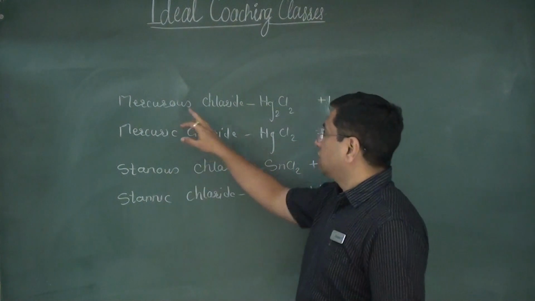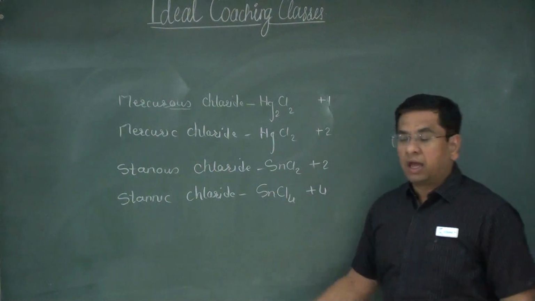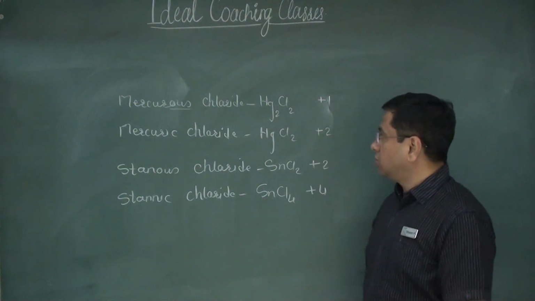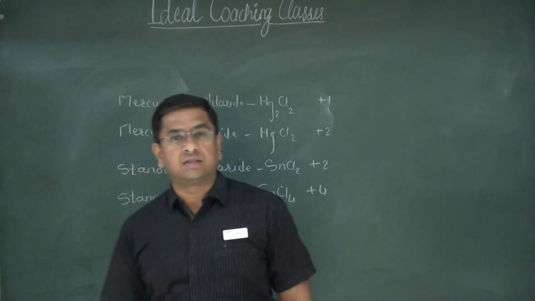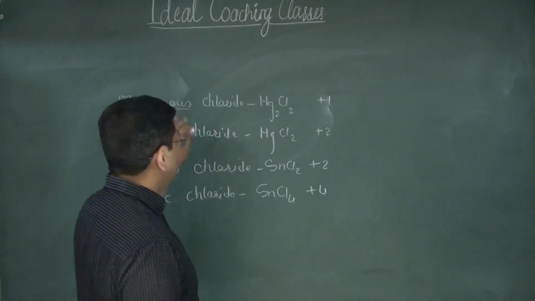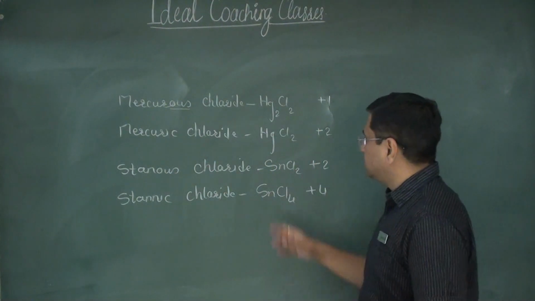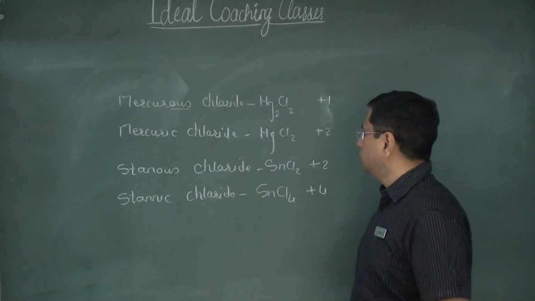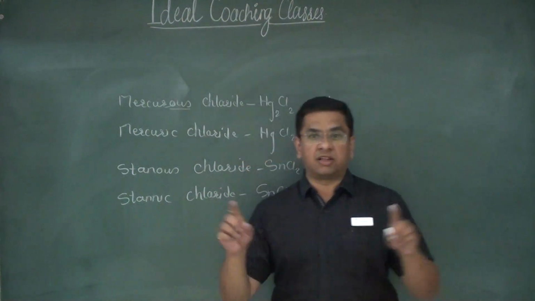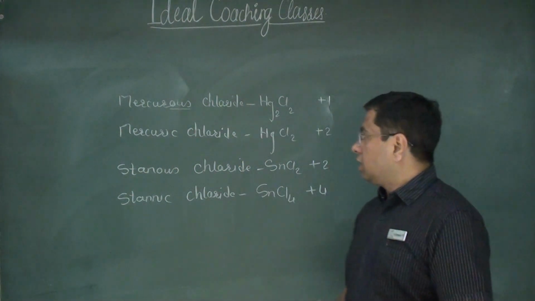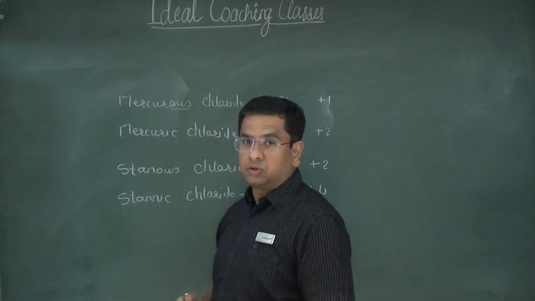Mercurous chloride, over here it is OUS. The formula is Hg2Cl2 and the valency of mercury is +1. That is the lower valency, as we had discussed, the OUS valency. Then mercuric chloride has the formula HgCl2 and the valency shown by mercury in this case, because it's a transition element as I told you, is +2. So this was the first pair of compounds.